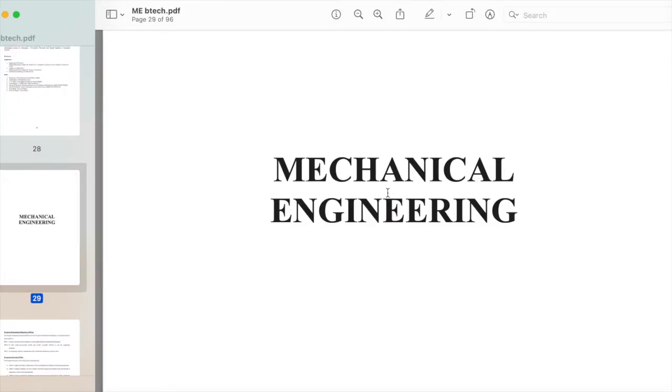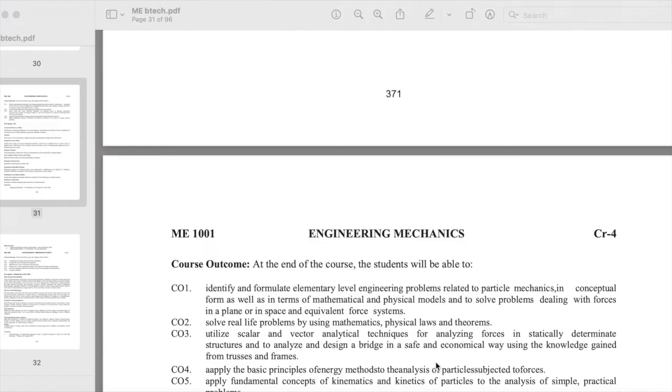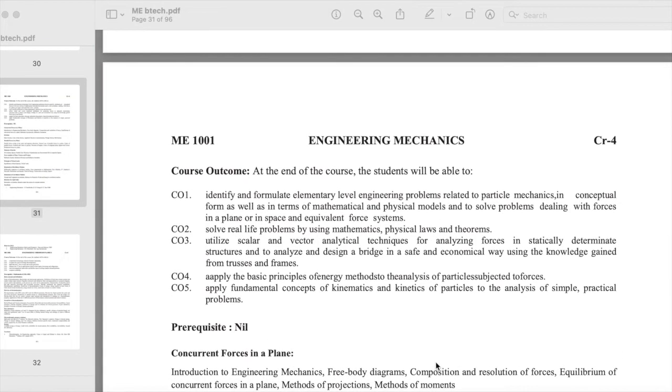Now next we come to our main topic, mechanical engineering: engineering mechanics course outcomes. At the end of the course, the students will be able to: CO1. Identify and formulate elementary level engineering problems related to particle mechanics, in conceptual form as well as in terms of mathematical and physical models, and to solve problems dealing with forces in a plane or in space, and equivalent force systems.